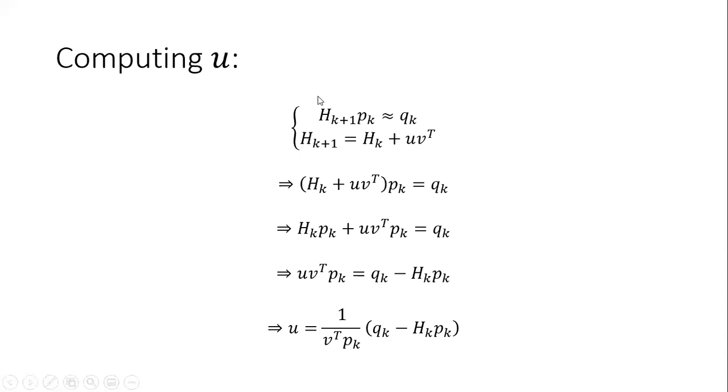So computing u, we have the secant equation and we have the rank-one equation. We will take the rank-one equation and substitute Hk plus 1 into the secant equation. By doing that, we get that Hk plus u v transpose, multiplied by pk, equals qk. We will open the parentheses and get Hk pk plus u v transpose pk equals qk. We will move Hk pk to the other side and get u v transpose pk equals qk minus Hk pk. Because v transpose pk is an inner product by definition, it is a scalar. So we will divide our equation by this expression and get that u equals 1 divided by v transpose pk, multiplied by qk minus Hk pk.